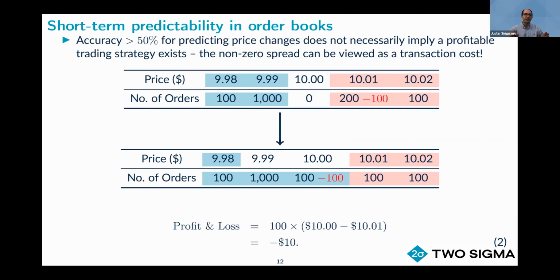This is a consequence of the non-zero spread between the best ask and best bid price, which can be viewed as a type of transaction cost. In conclusion, even if a model can predict future price moves with an accuracy greater than 50%, a trading strategy based upon that model may not be profitable and could, in fact, lose money.